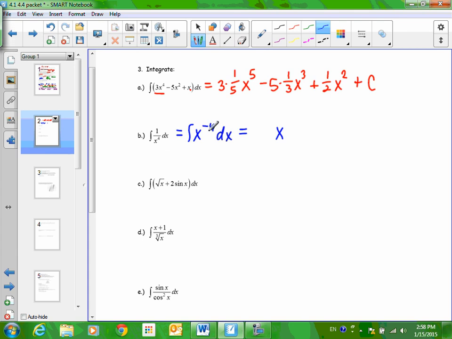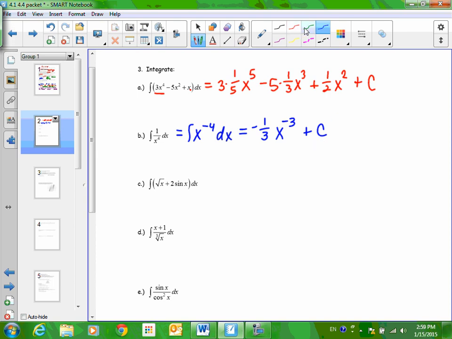What's -4 plus 1? -3. What is the reciprocal of -3? -1/3. Now, if you're thinking, hey, the negative should be with the 1, or the negative should be with the 3, or the negative is out front, all of those things are correct. It doesn't really matter where the negative goes. Plus c. And you could check this by taking the derivative. You can always check it that way.